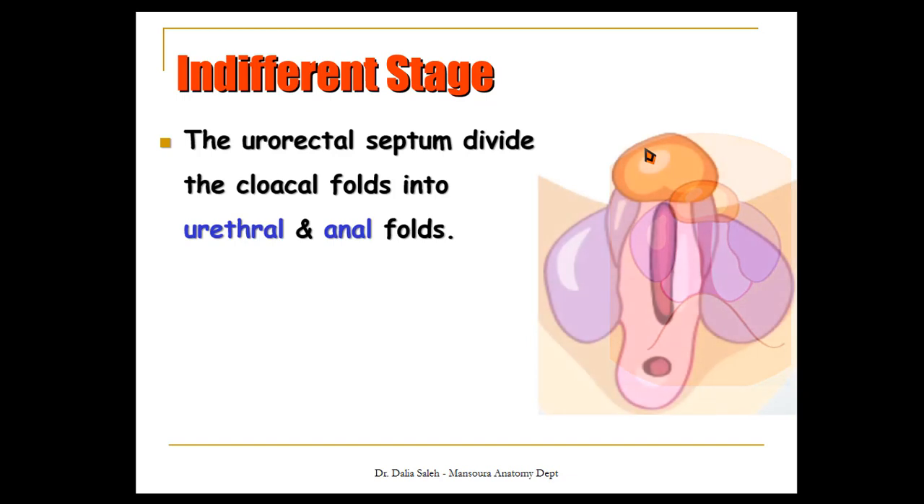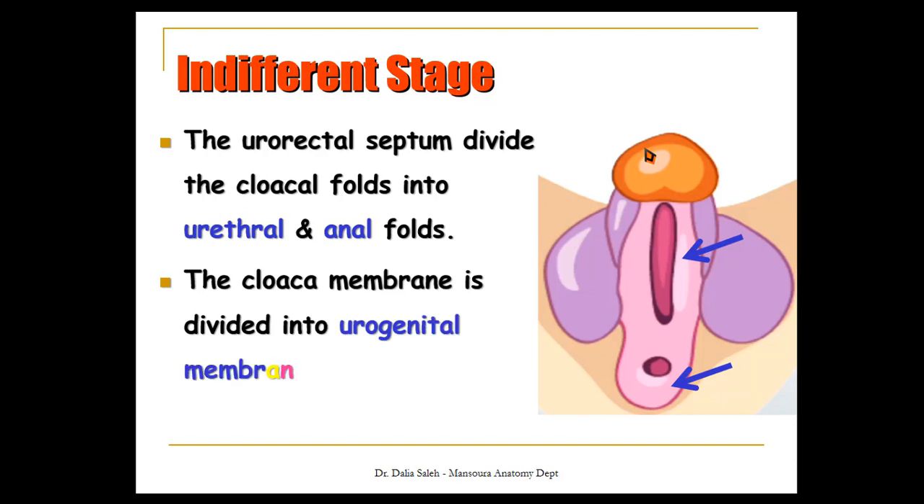Also, remember from the division of the cloaca that the urorectal septum divides the cloacal membrane and will also divide the cloacal folds into two parts: urethral fold above and anal fold below. Again, the cloacal membrane is also divided by the effect of the urorectal septum into two membranes: urogenital membrane above and anal membrane below.